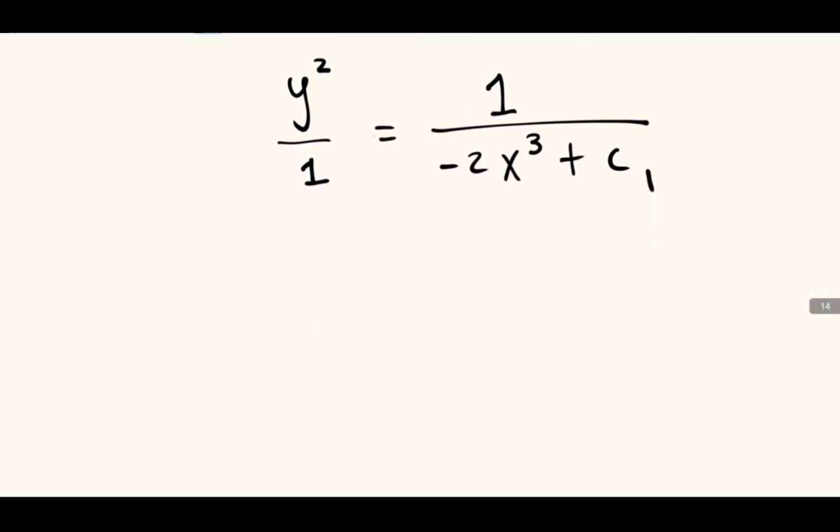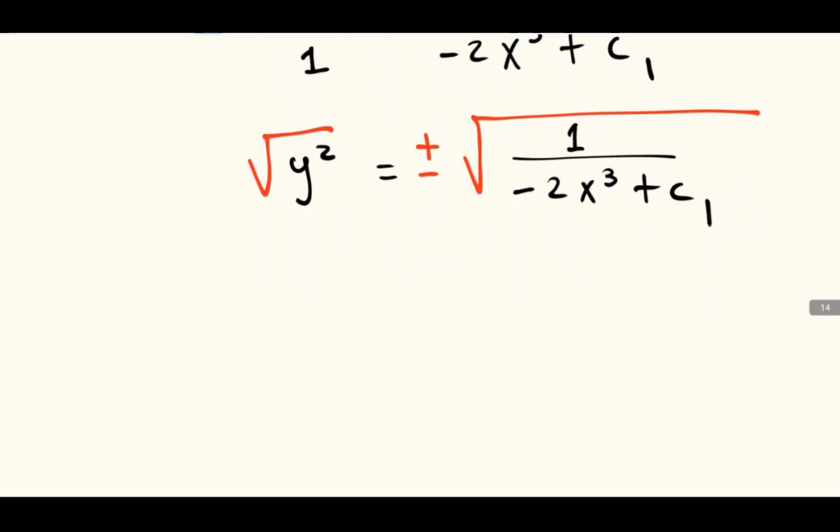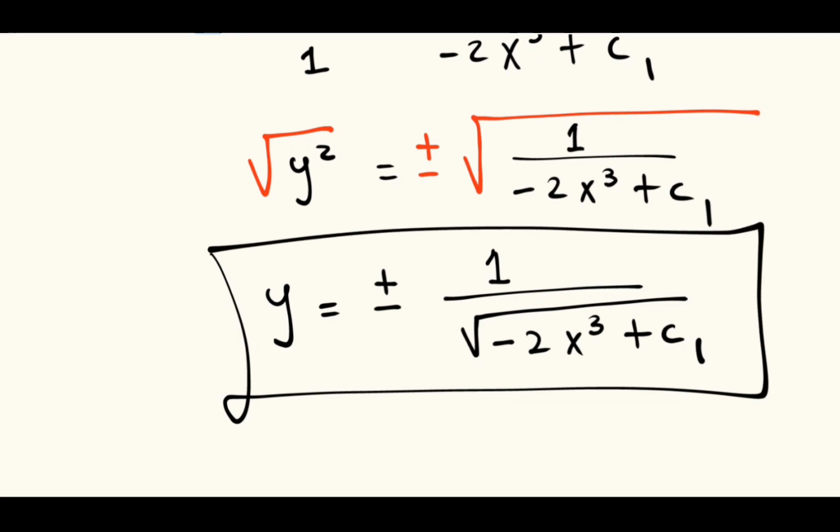From here, let's introduce the square root both sides of the equation. On the left hand side, we have the square root of y squared, and on the right hand side, we have plus or minus the square root of 1 divided by negative 2x cubed plus c1. The square root of y squared is equals to y. So y will be equals to plus or minus 1 divided by the square root of negative 2x cubed plus c1. And this will be our answer for the first question.